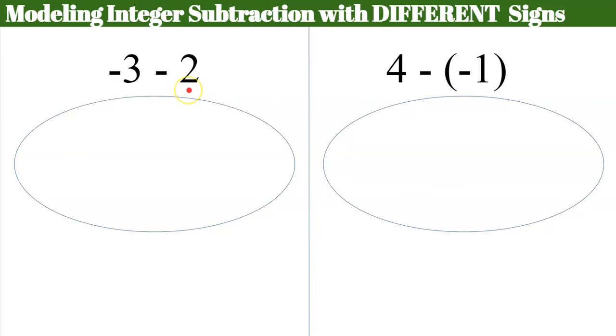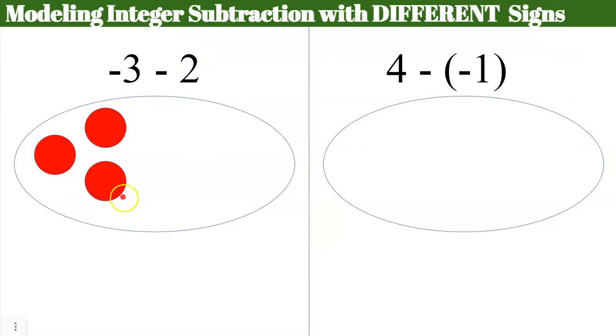Now let's do this with different signs. I'm subtracting a negative and a positive. 4 subtract a negative. So positive subtract negative, negative subtract positive. This works differently. So I'm going to start on my workspace, on my mat, with 3 negative integer chips. Now this says to take away, to subtract 2 positives.